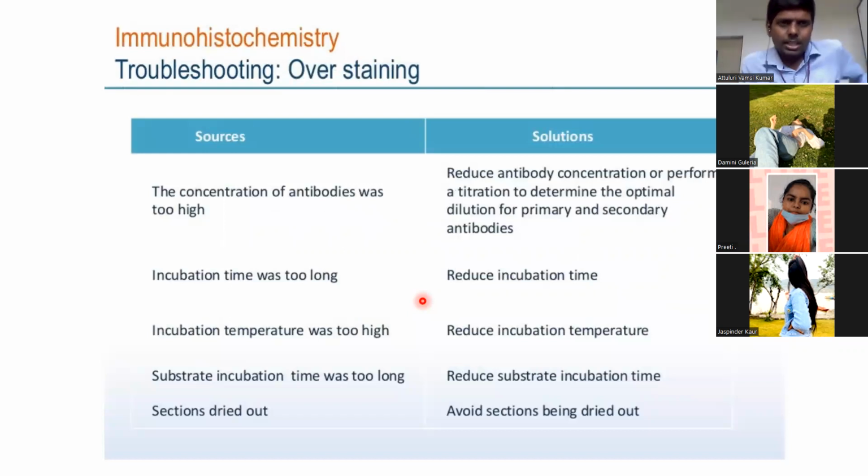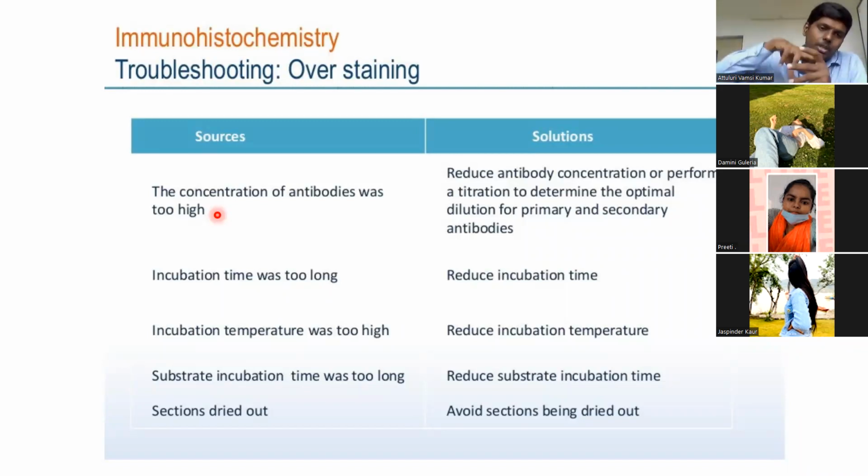Overstaining. What are the reasons for overstaining of tissue? The overstaining of tissue might happen because the concentration of antibodies was too high. So you have used more antibodies in the reagent in the staining procedure.